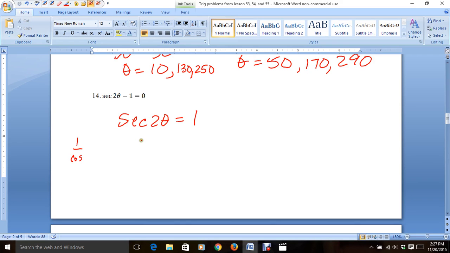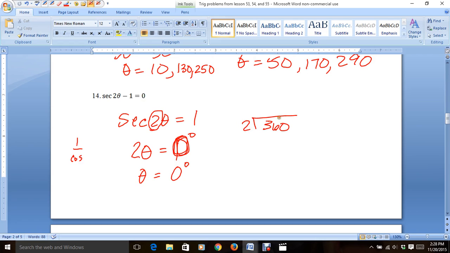So if secant 2 theta is 1, then cosine of 2 theta must be 1 over 1, which is just 1. Therefore, 2 theta is 0 degrees, which is when cosine is 1. So theta would have to be 0. If you divide both sides by 2, you still get 0 degrees. But since we have an argument where we have a coefficient greater than 1, we can just divide 360 by 2 and see if we can add some things to theta to get more answers.